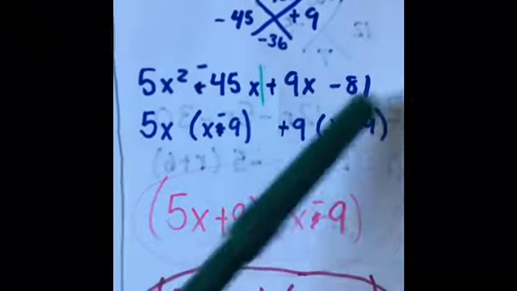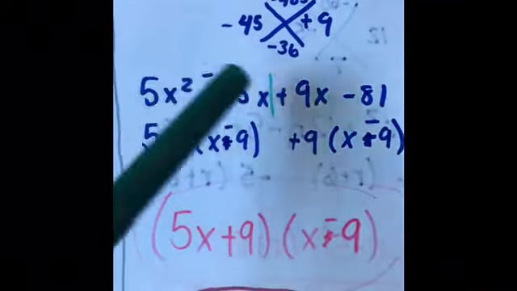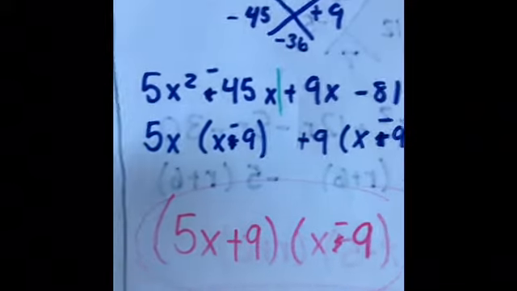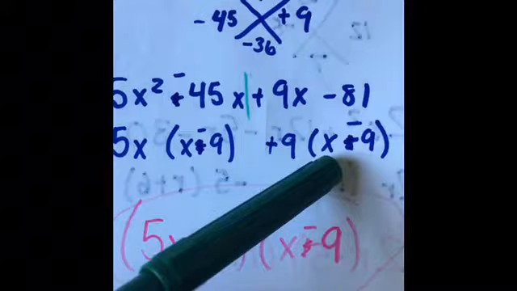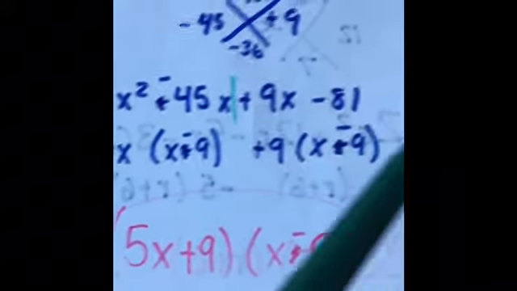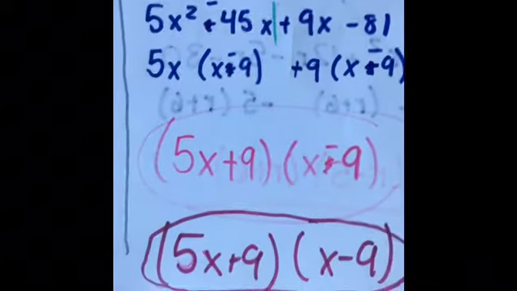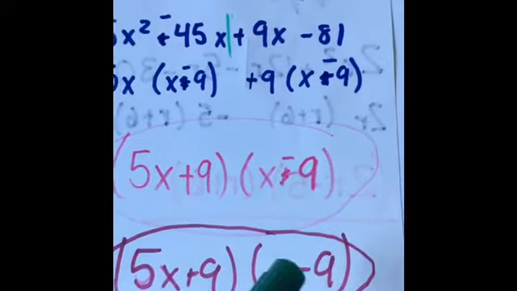All right, we're going to rewrite it and split up these two parts of the equation, then take out the greatest common factor. In this case, it's going to be 5x, and in this case, it's going to be 9. We see that x minus 9 is in both of them. Great. So the answer is going to be 5x plus 9 and x minus 9.